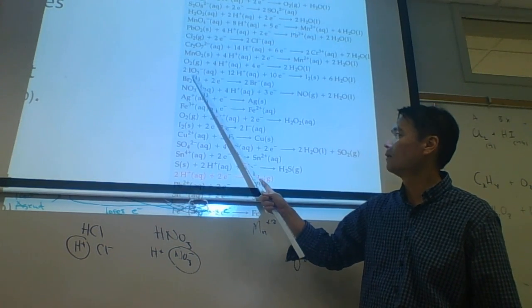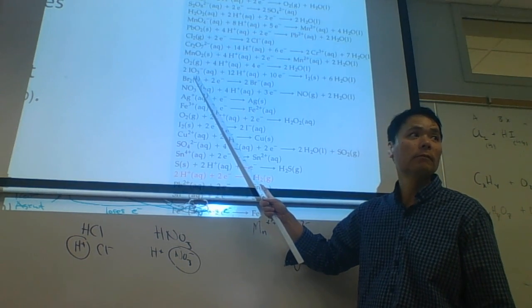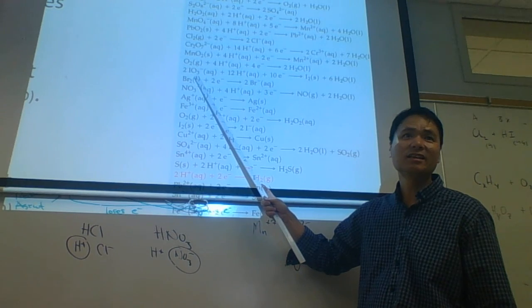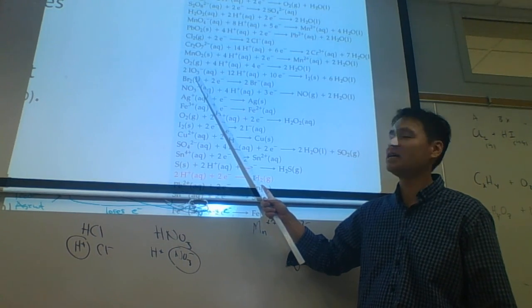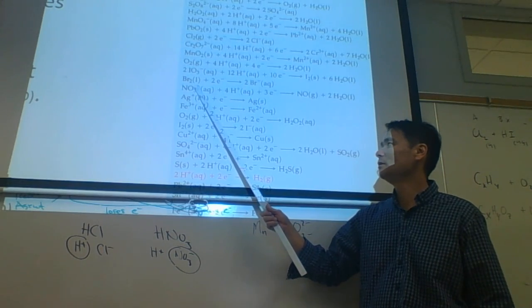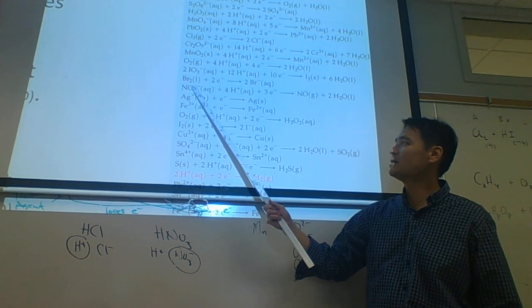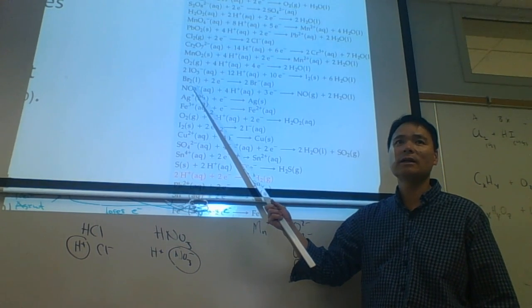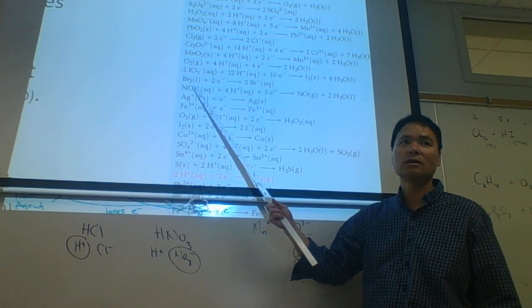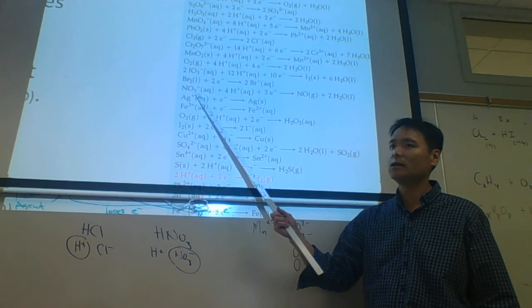What's this one? IO3 minus? Iodite? Iodate, yeah, good. Iodate. Br2? Br2 is a liquid. Cl2 is a gas. F2 is a gas. So bromine is a liquid, so red-orange liquid, and it is a moderate oxidizer. And it's called bromine. What's this one?